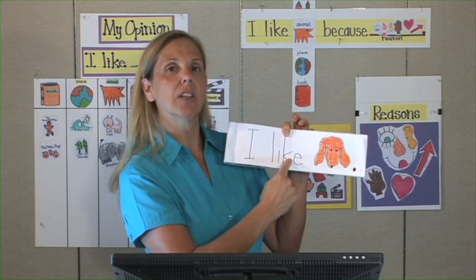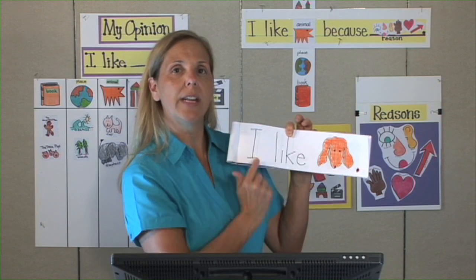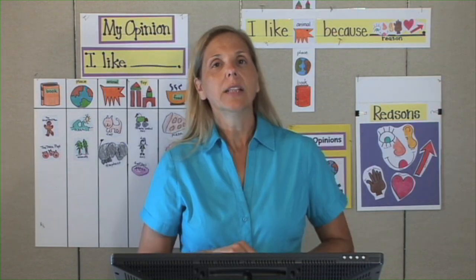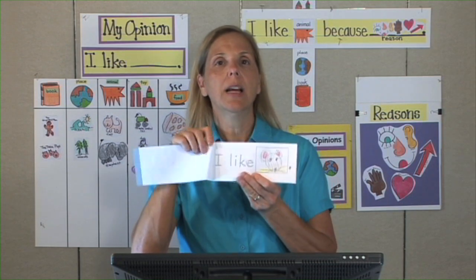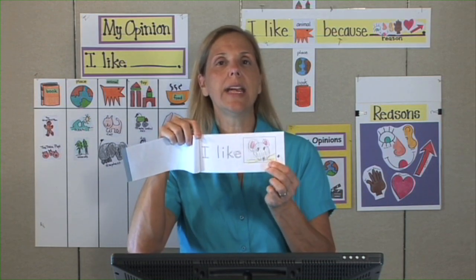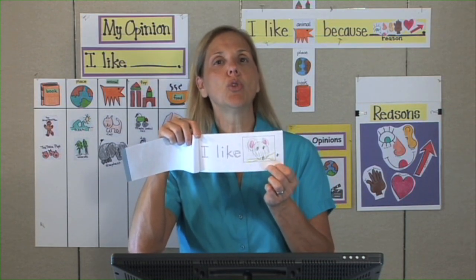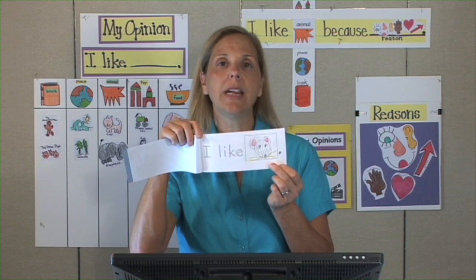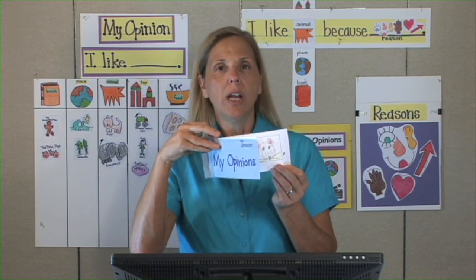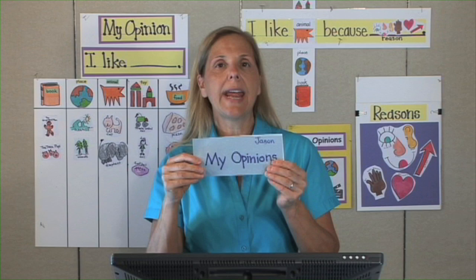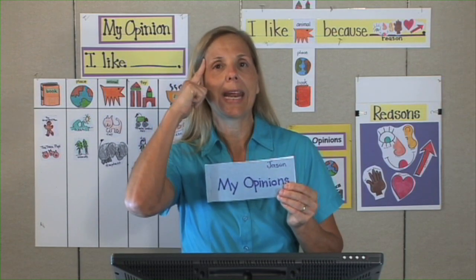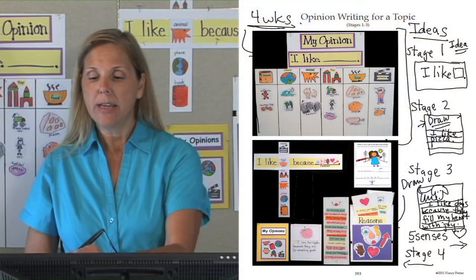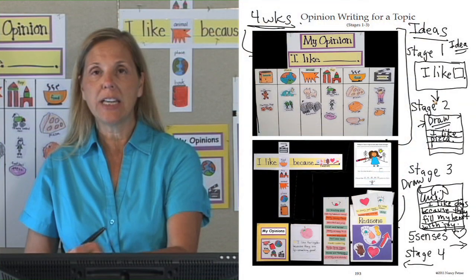I wrote it down, like, and then I drew a dog with a period and read it. I like dogs. Later in the day, for one of the centers, page 2 of their book was I like, and then in this case, Jason, he liked mice, so he drew a mouse and he had I like mice. So this can continue day after day so that the students are learning how to write I like and forming their opinions. Next, we're going to go to stage 2.